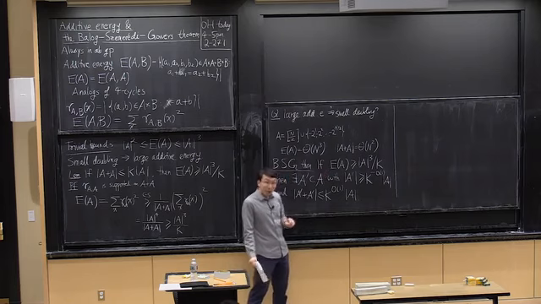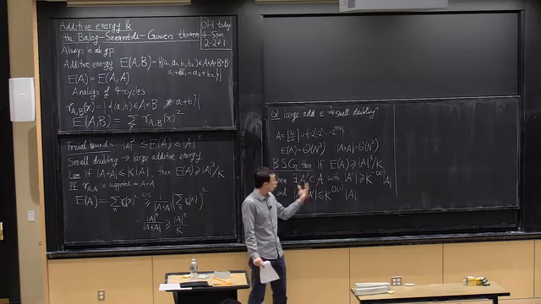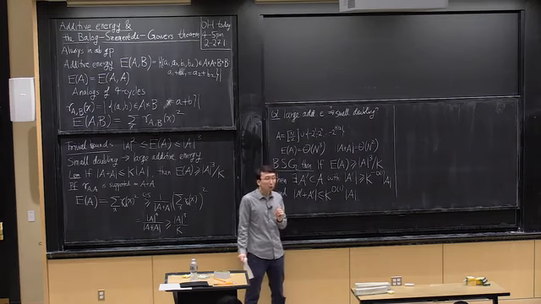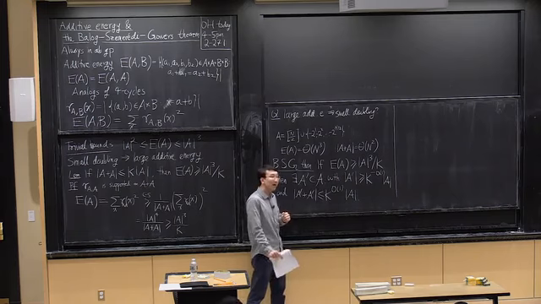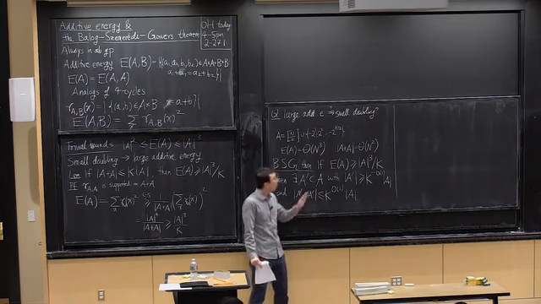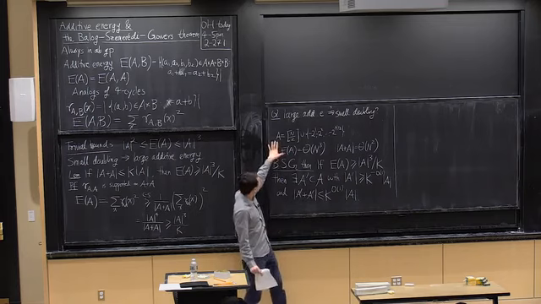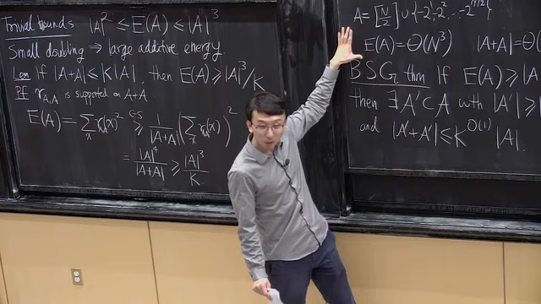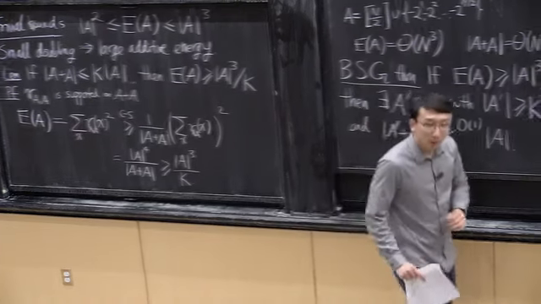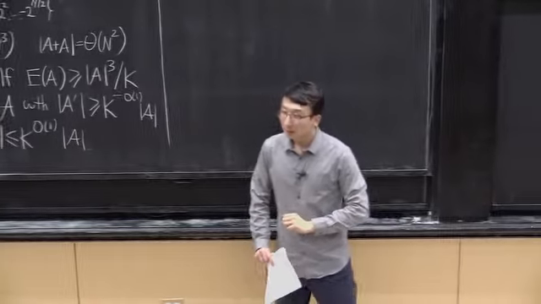If you have large additive energy, then I can pick out a large piece with small doubling constant, and I only lose a polynomial in the error factors. Right, so that's the Balog-Szemerédi-Gowers theorem, and it describes this example up here. Any questions about the statement?